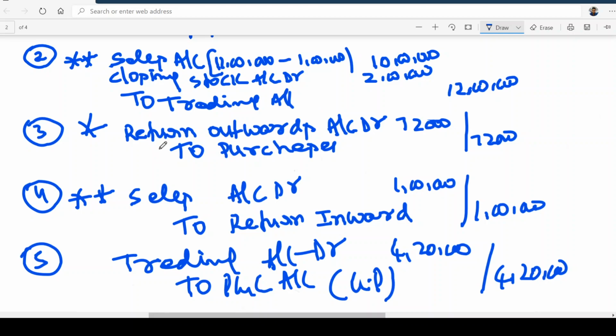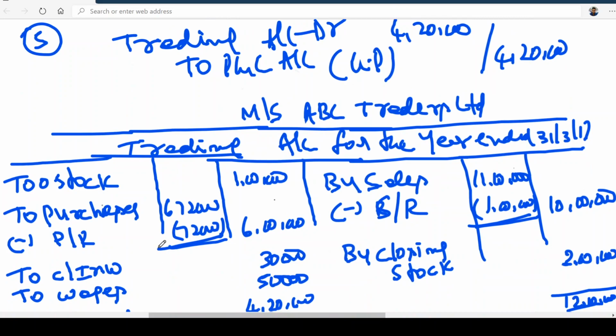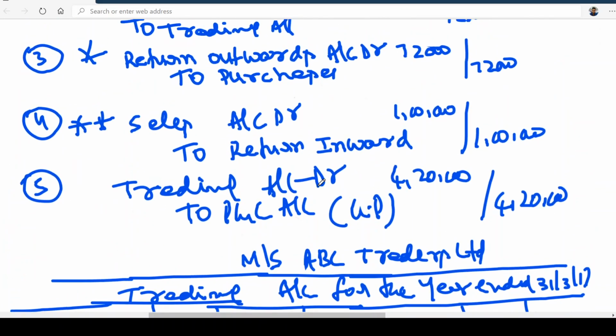And I told you return outwards will be deducted from purchases. Return inward will be deducted from sales. Return outward will be deducted from purchases. That is why here we have written less purchase returns, less sales returns. But since he is asking to write the journal proper also, we have to give the journal entries. Otherwise, you won't be able to score marks. Whenever he is asking you to write journal entries, it is a must.